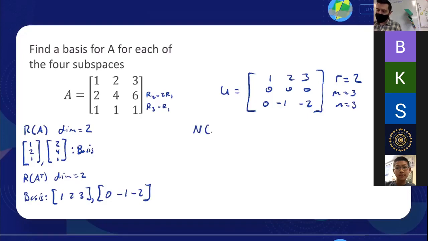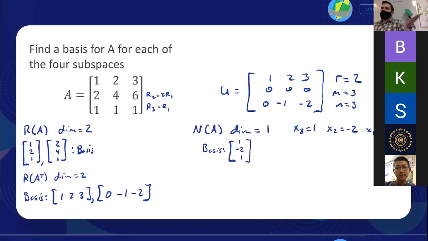Null space. Dimension is n minus r, so 1. And again, we've got one free variable, x3 set equal to 1. So I'll have negative x2 minus 2 is 0, which means x2 will be -2. And then we have x1 minus 4 plus 3 is 0, so x1 will have to be 1. So I have 1, -2, 1.